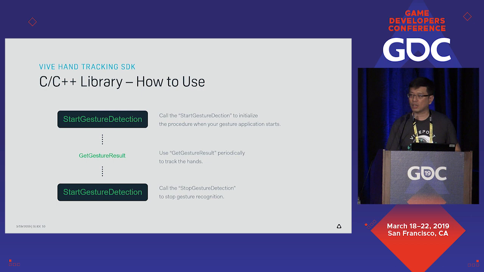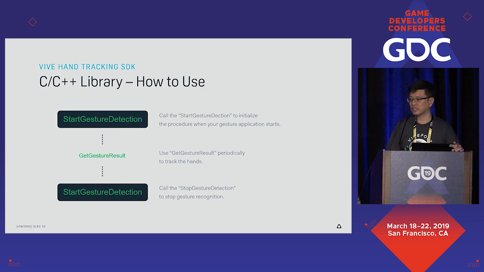Okay, we have introduced the basics of hand tracking SDK. Now we will briefly describe how to use the SDK. You can also refer to the SDK documentation for more details. We start from the native library because this is the basis of all other plugins. The functions declared in this SDK are very simple.